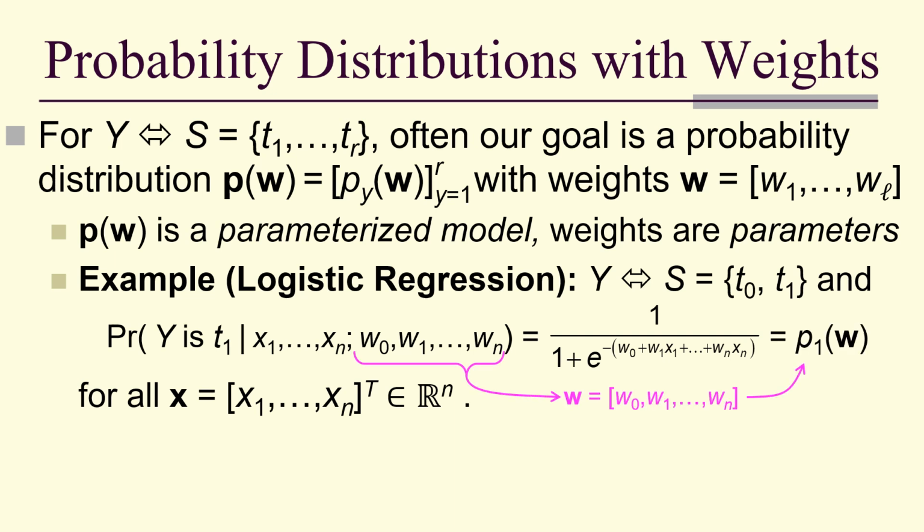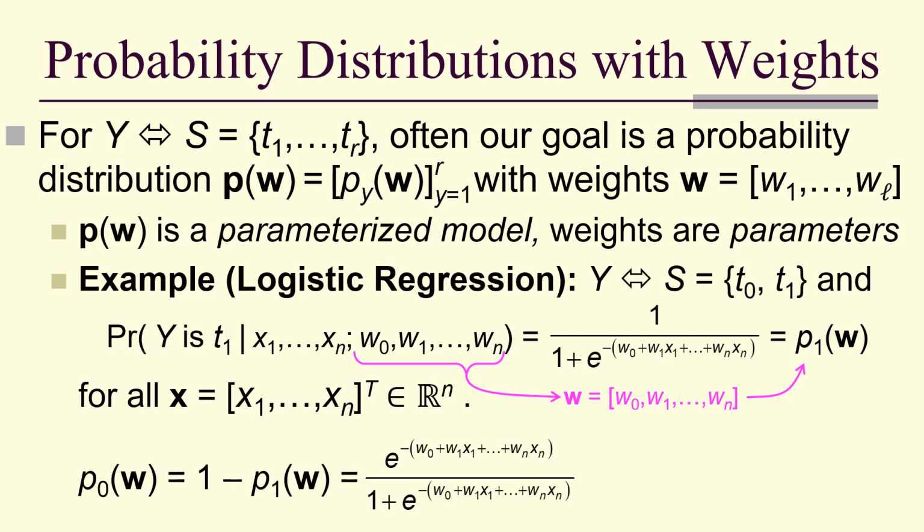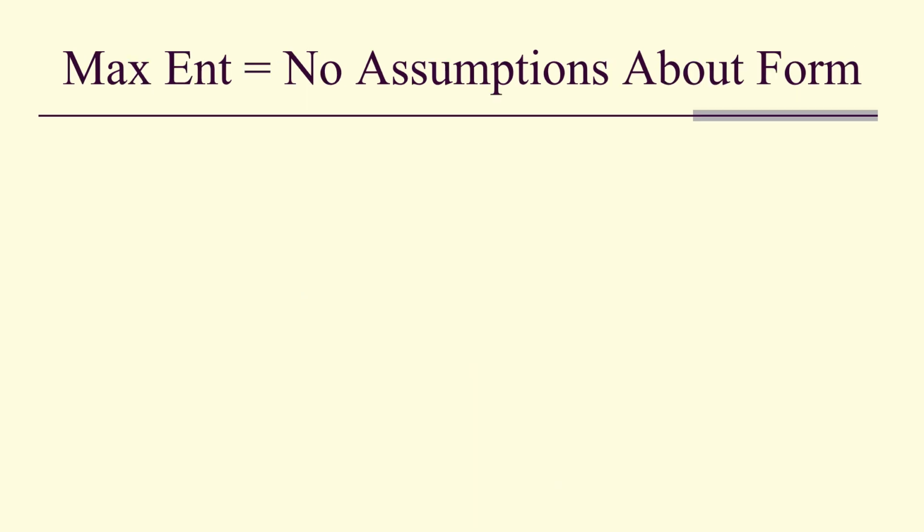And the weights mean that this is actually one component of a two-component probability model. It's the one for t1. For t0, we get p0 of w, which is 1 minus p1 of w, which looks like that. And p1 and p0 together constitute the probability vector p for two possible outcomes that we call logistic regression.